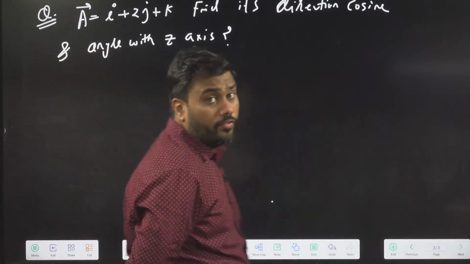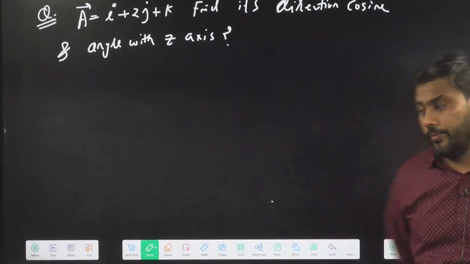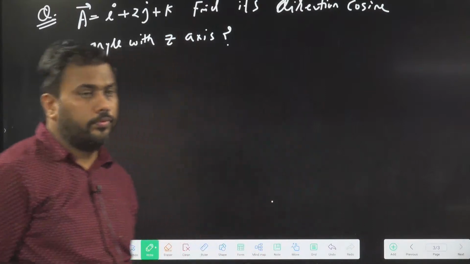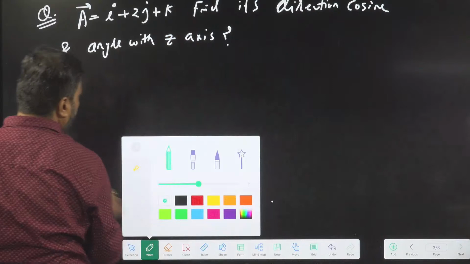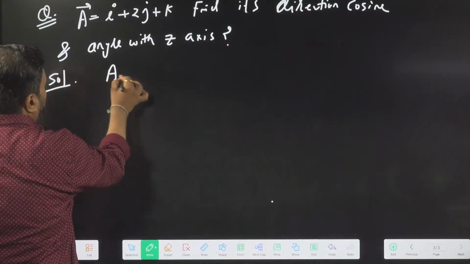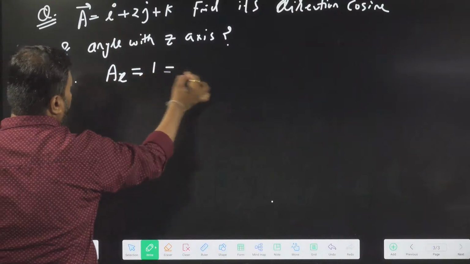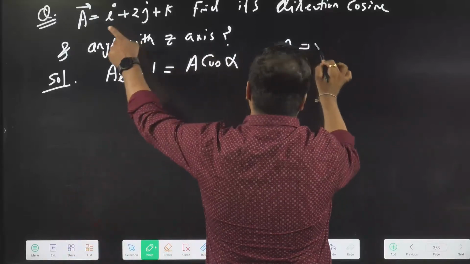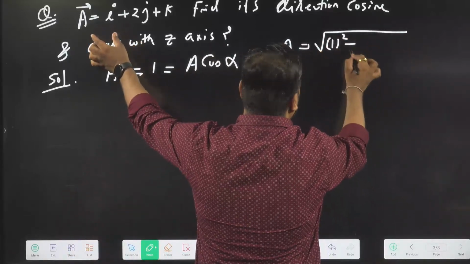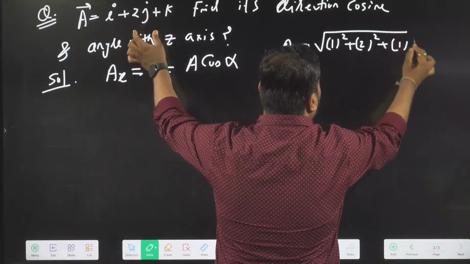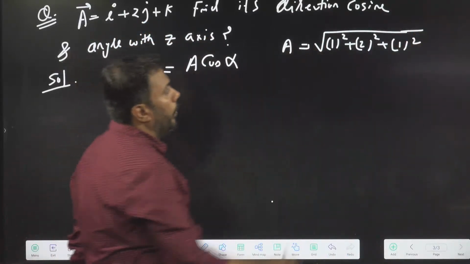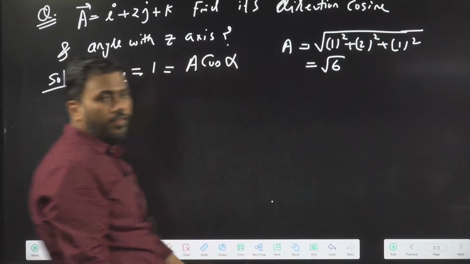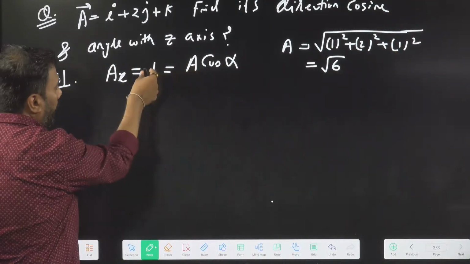Direction cosines are cos alpha, cos beta, cos gamma. How to find those? We know Ax, Ay, Az, the components in the x, y, z directions. We can know the length of the vector with them. Remember, the x component of the vector, which is 1 here, is given by length of vector into cos of alpha. And the length of the vector is the magnitude, which is root over 1 square plus 2 square plus 1 square. 2 square is 4, 4 plus 1 plus 1 is 6, root 6. Length of vector is root 6. So A is root 6 and Ax is 1.